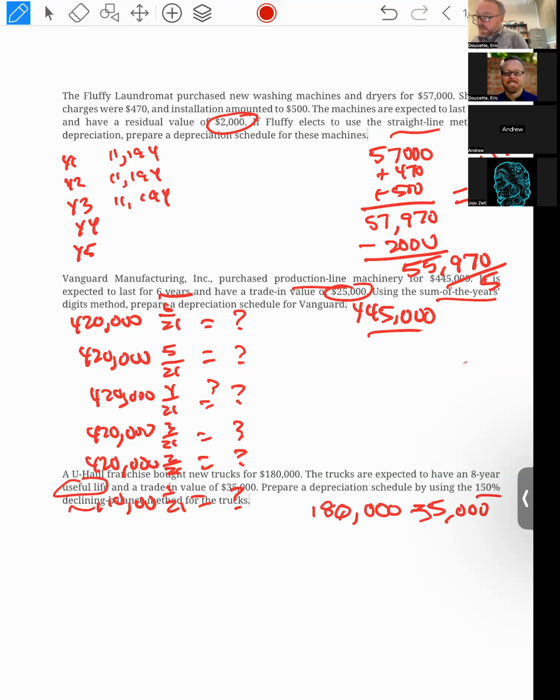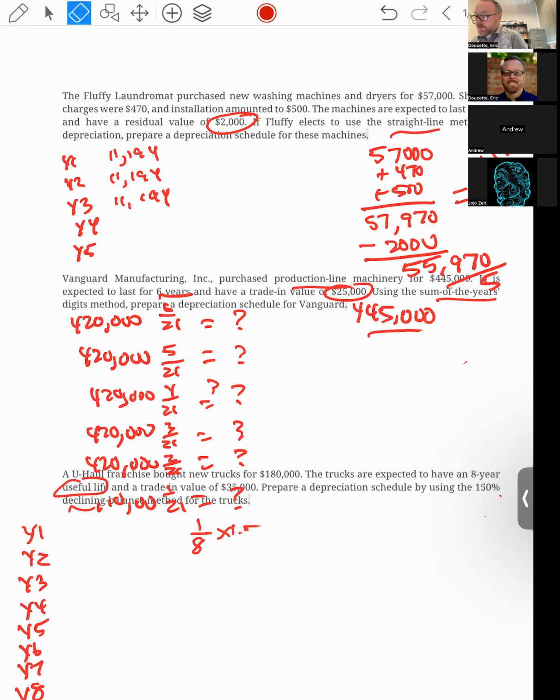All right, so double declining balance on this one would be, I would take the 1 divided by 8, and then multiply by 150, times 1.50. And that would give me 0.1875. That would be my factor. So again, I have to do 8 years. I'm not going to do it, but 1, 2, 3, 4, 5, 6, 7, 8. And then I would multiply the, in this case, oh no, it's actually going to be the 180,000.